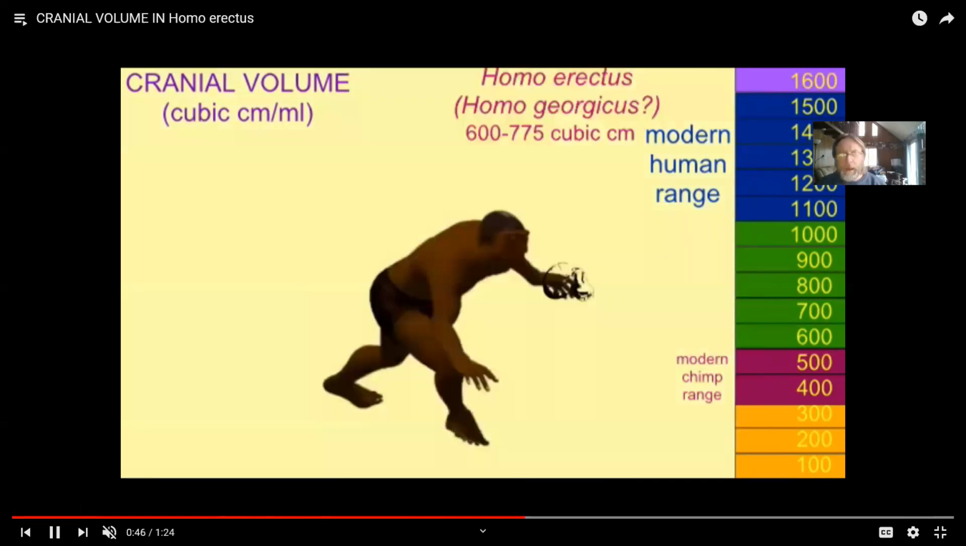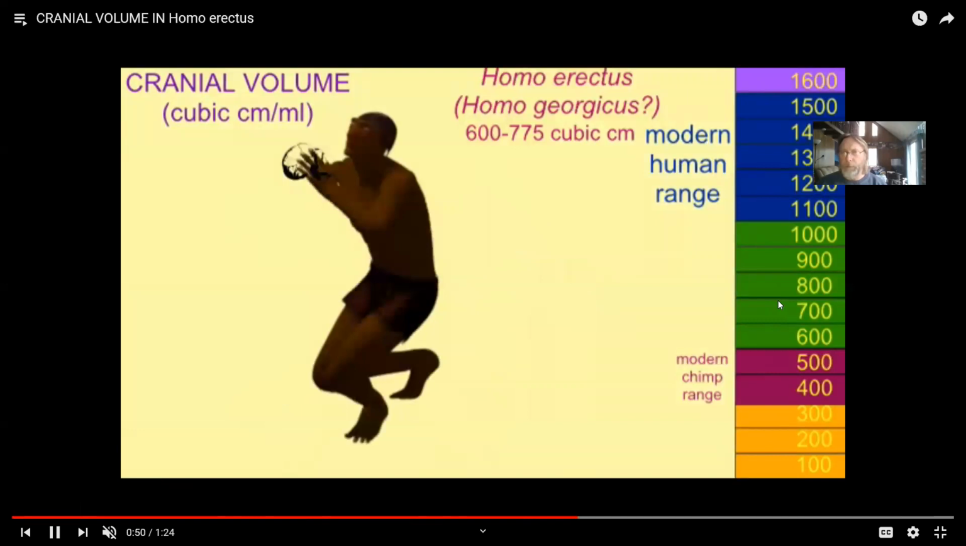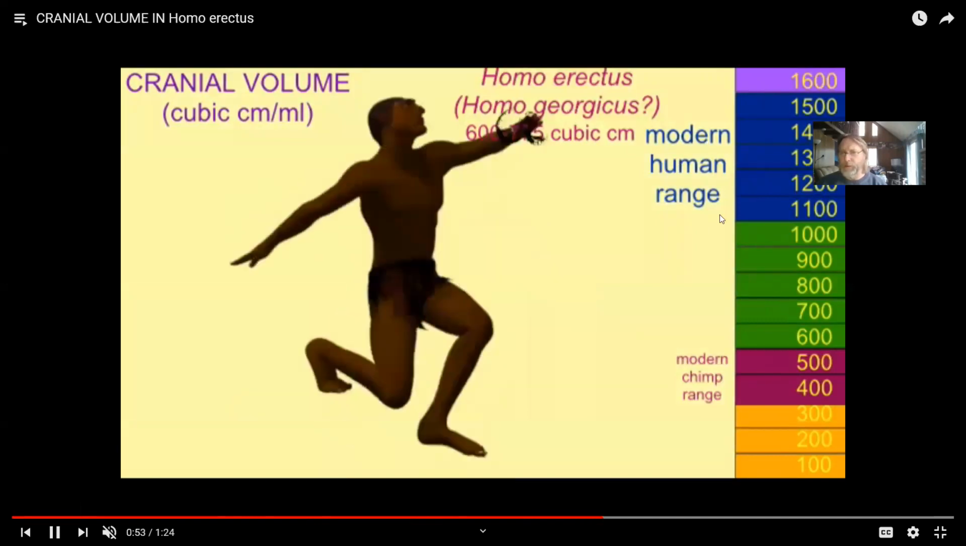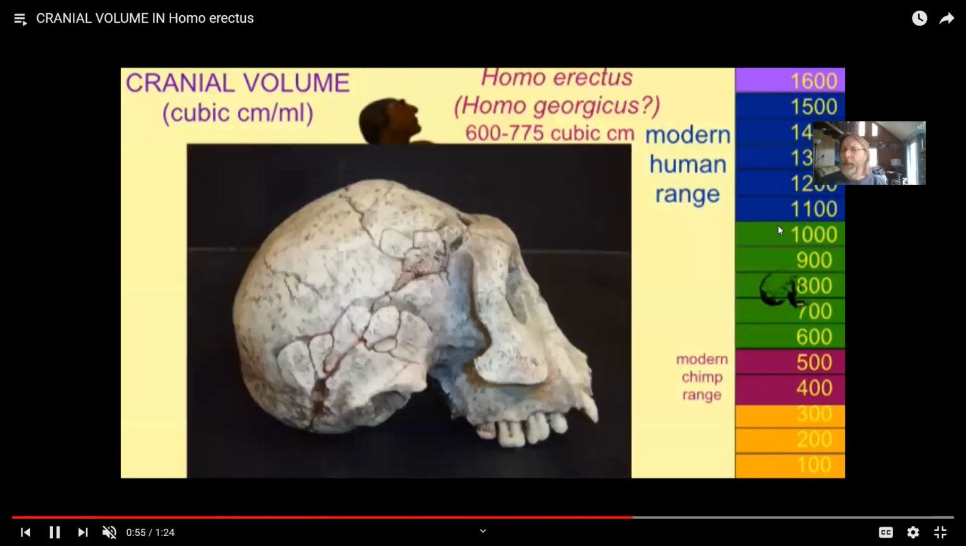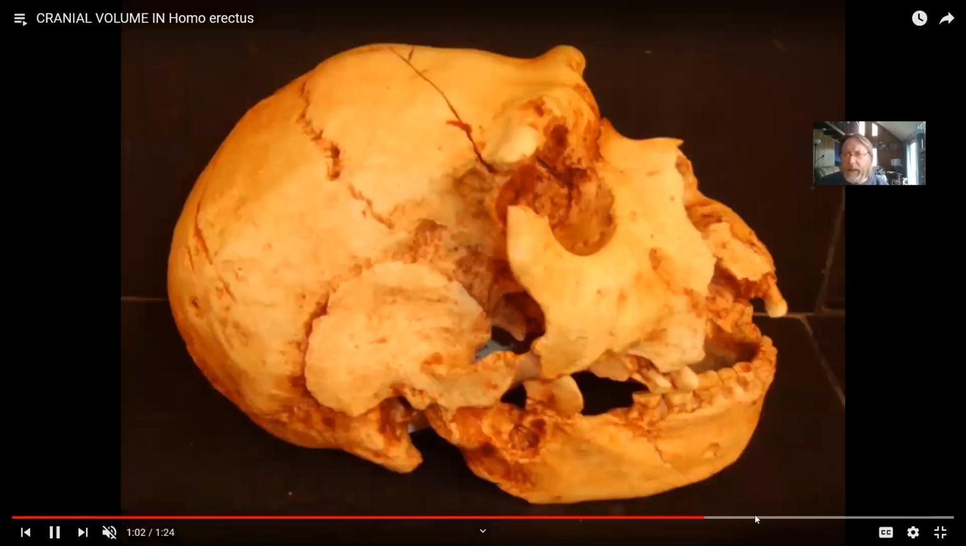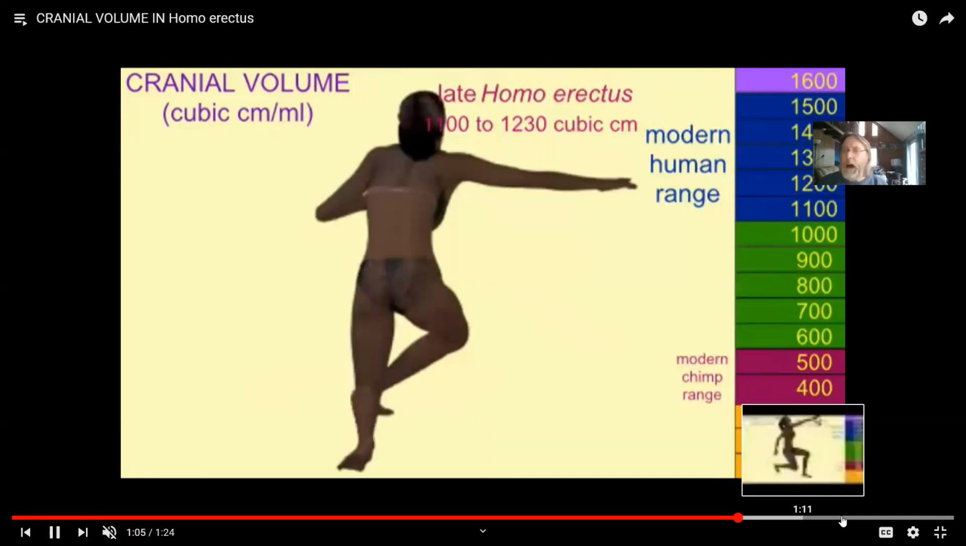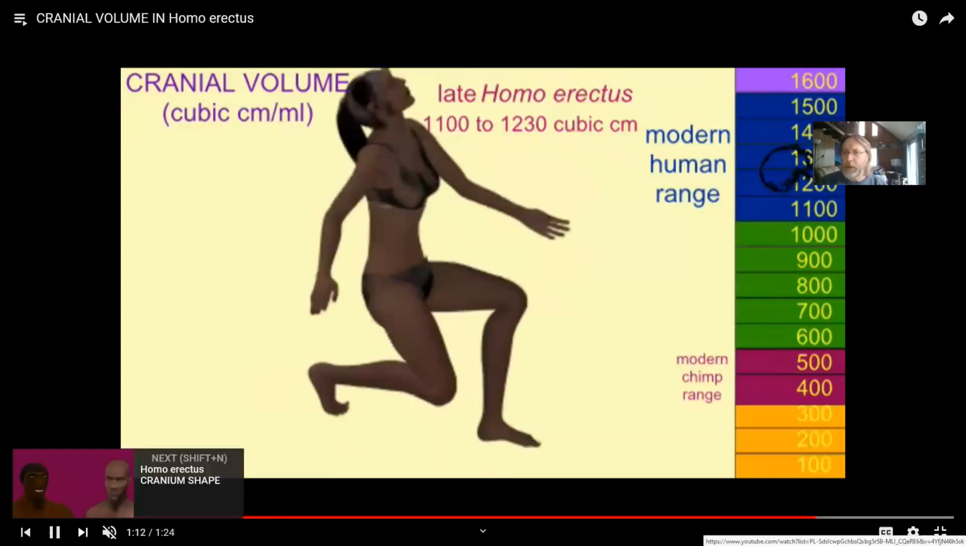So look at the earliest members of Homo erectus. Small brains, they're smaller than modern. But by the time we get to late Homo erectus, the brain size is within the range of modern humans. And so the size is increasing, but then also the shape is changing.